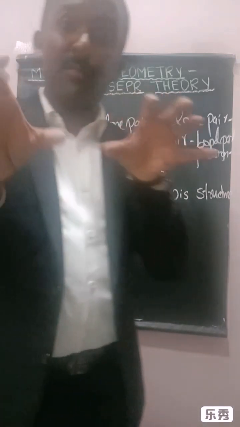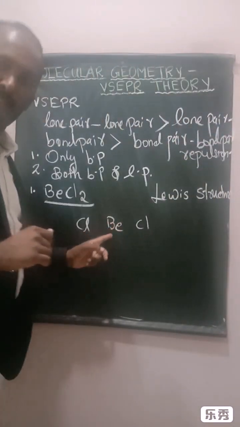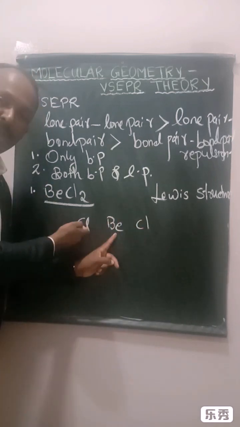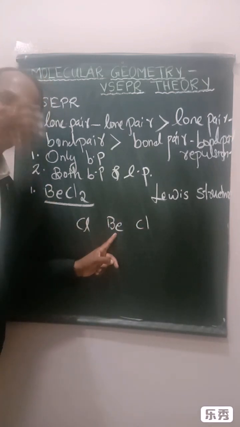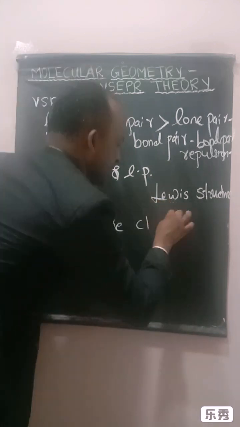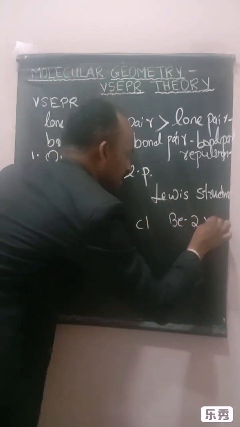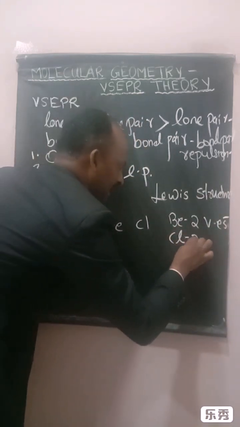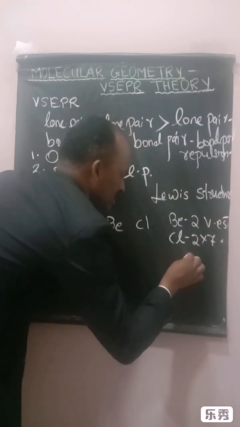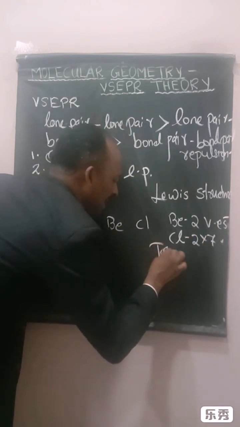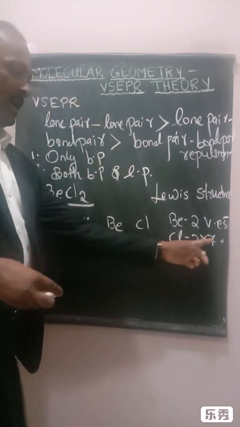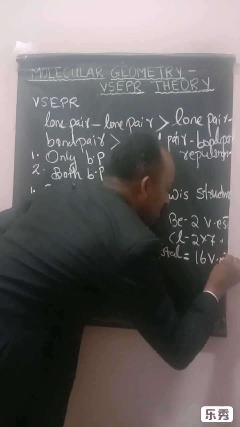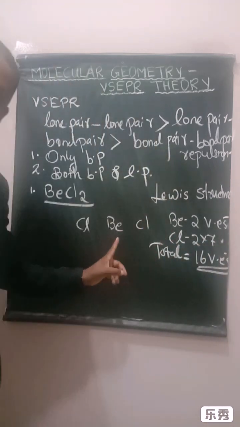The second step is to count the total number of valence electrons present. Beryllium has only 2 valence electrons. Chlorine has 7 valence electrons each. So the total number of valence electrons is 2 for beryllium plus 2 times 7 for chlorine, which is 14, and 14 plus 2 is 16. So we have to account for 16 valence electrons in this molecule.